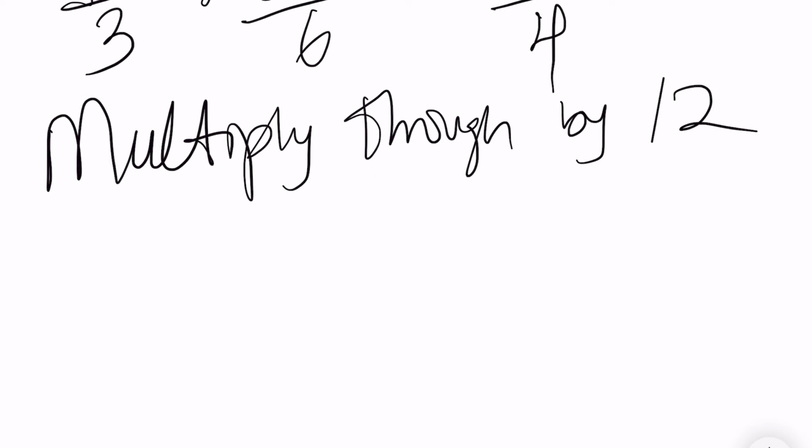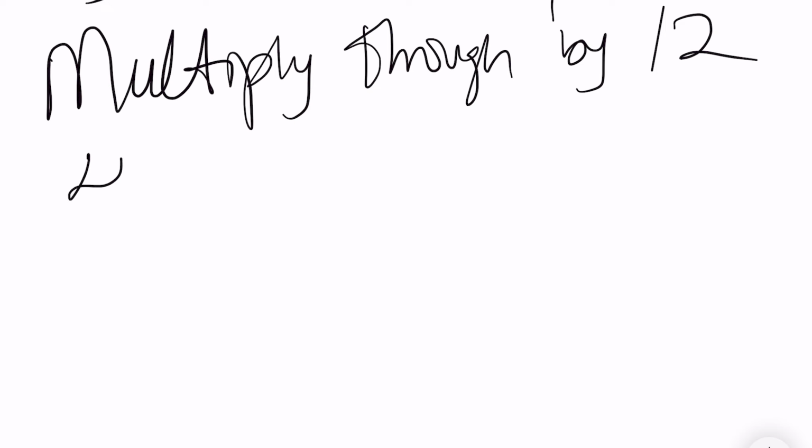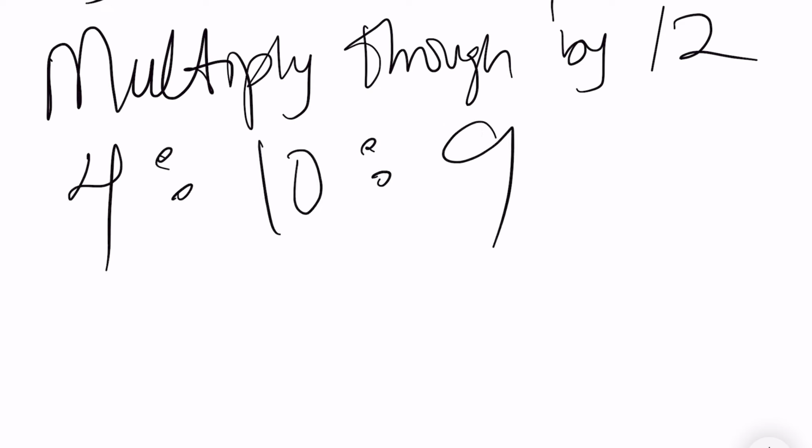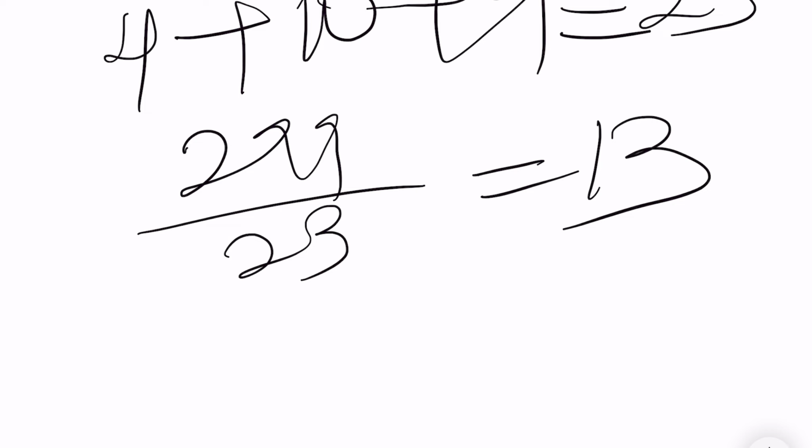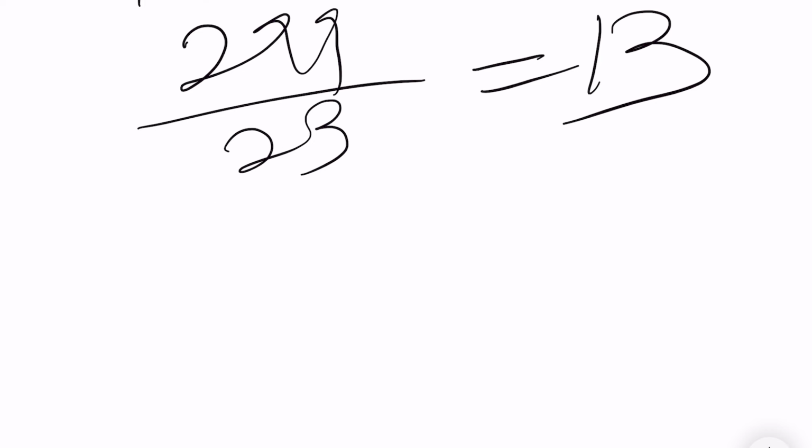We have it to be 4:10:9. When we multiply by 12, that will now be 4 plus 10 plus 9, that is 23. So 1/23 of 299 is now 299 divided by 23. We have it to be 13.